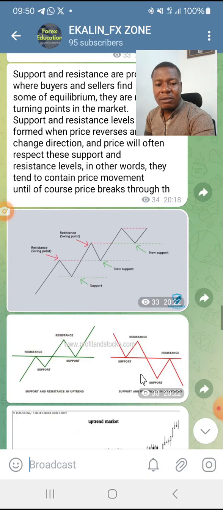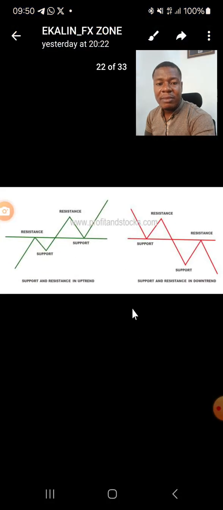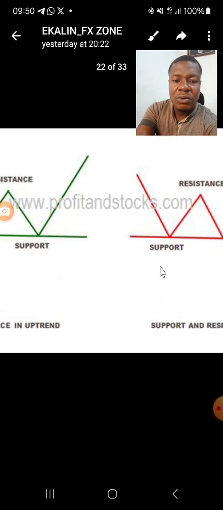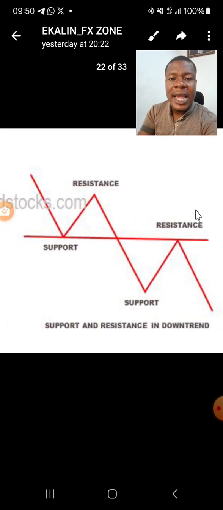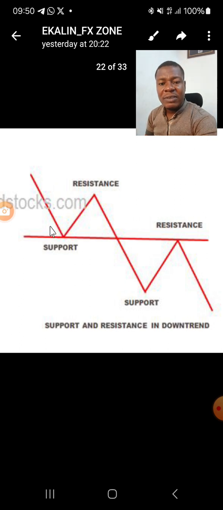Now let's look at how to trade a downtrend market. So in a downtrend market, you realize price will make an impulsive move down. Let me enlarge this small. You realize that price will make an impulsive move down and then it will retrace.